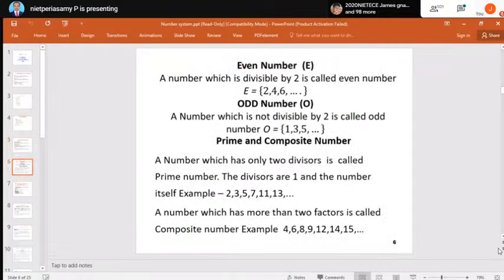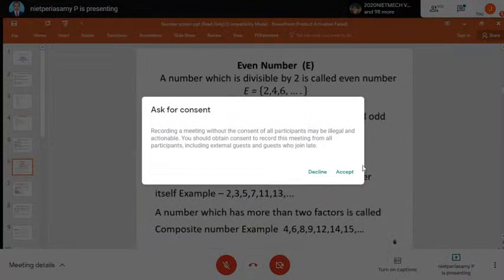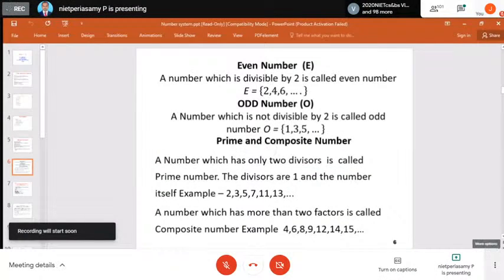Next one is even number. A number which is divided by 2 exactly is called an even number. Odd number: a number which is not divided exactly by 2 is called an odd number. The capital letter E is used to represent the even numbers, and the capital letter O is used to represent the odd numbers.